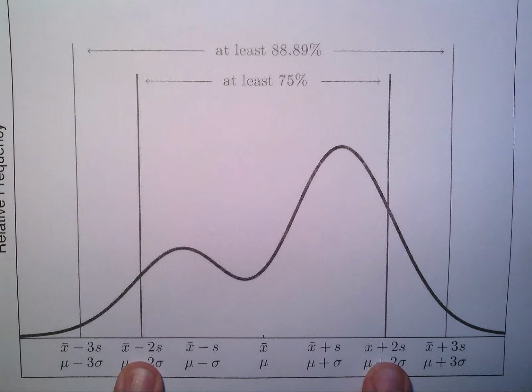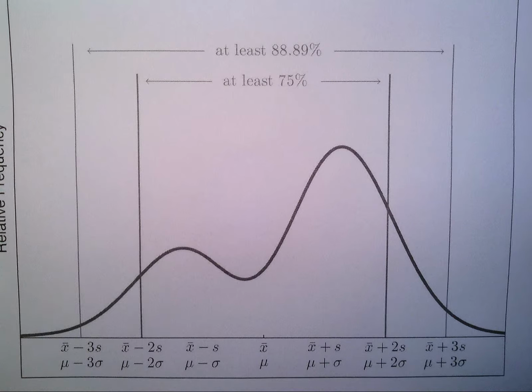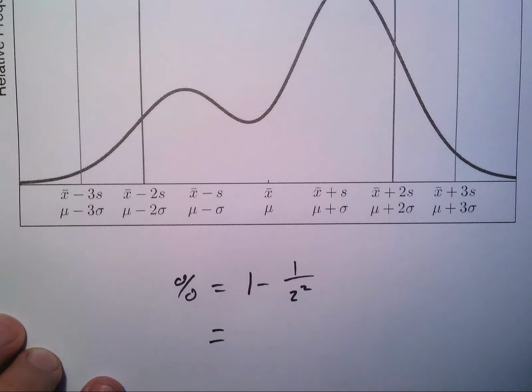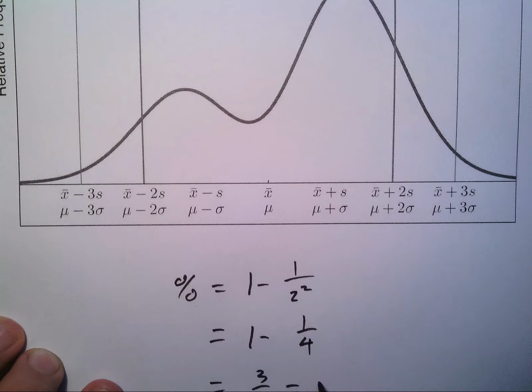So on our first one, it's the mean plus or minus 2. So if you want to get that percent, the percent is equal to 1 minus 1 over k squared, so that's 2 squared, right? So that's equal to 1 minus 1 over 4, which is equal to 3/4, which is equal to 75%.